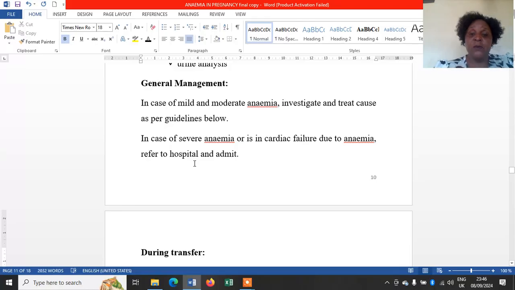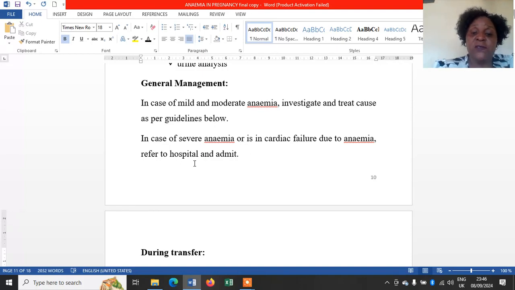Then we are saying, in case of mild to moderate anemia, investigate and treat the cause using the guidelines. Here we are using the Essential Maternal and Child Care Guidelines 2022. So they are the ones we are going to use in the management of this mother if she is found to be anemic.